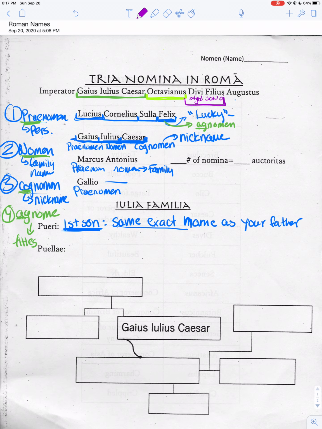And then he went on a bunch of military campaigns, fighting against the conspirators, and then reconquering other lands that had risen up after Caesar had died. And so he called himself Imperator.